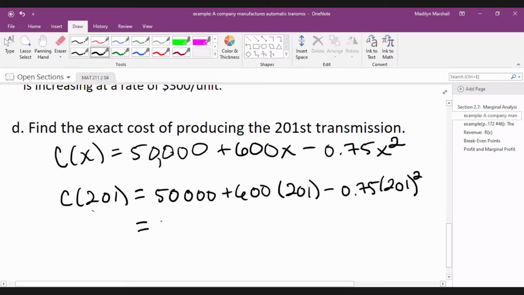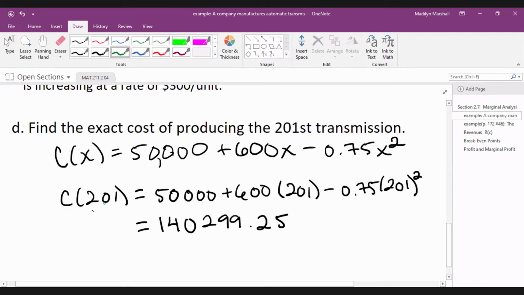So for this C of 201, I got 140,299.25. Did anyone get something else? I got the same answer you did. Okay, awesome. Great. So that's probably right. So this isn't quite the answer that we're looking for though.